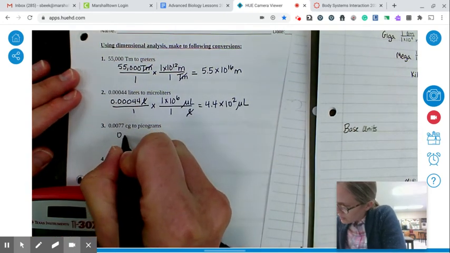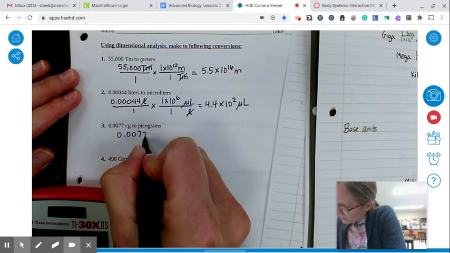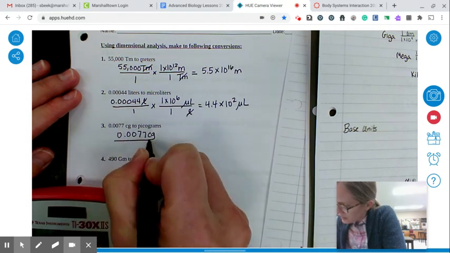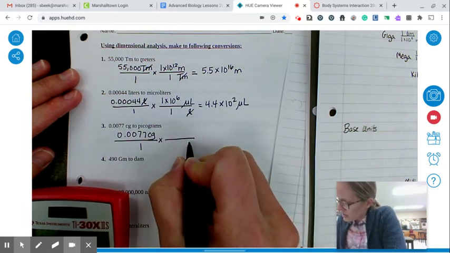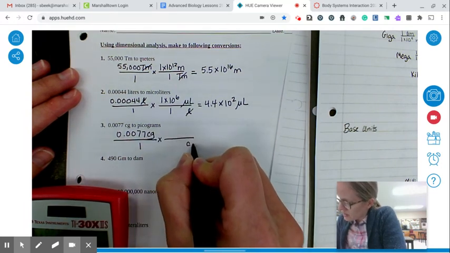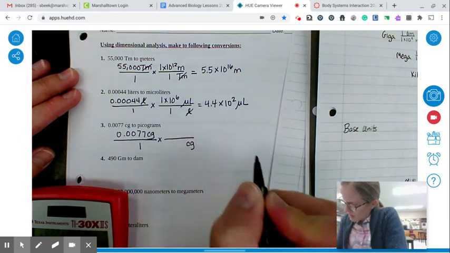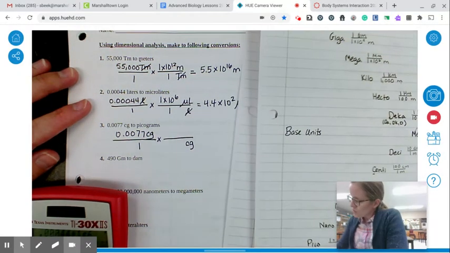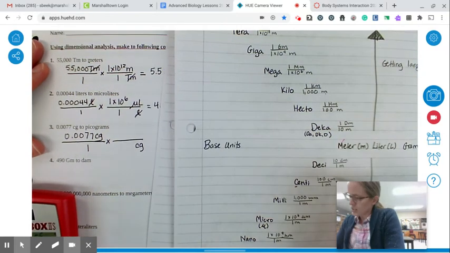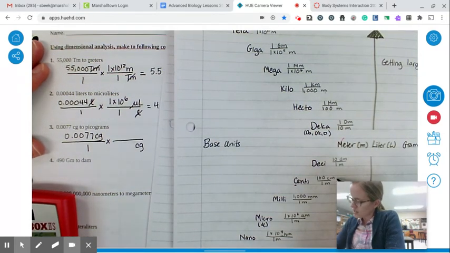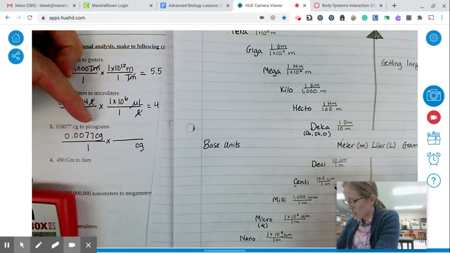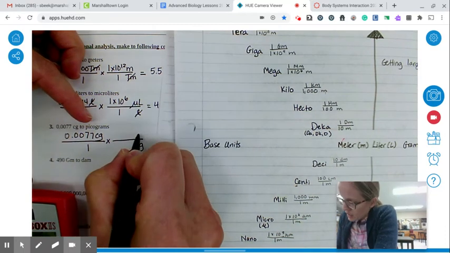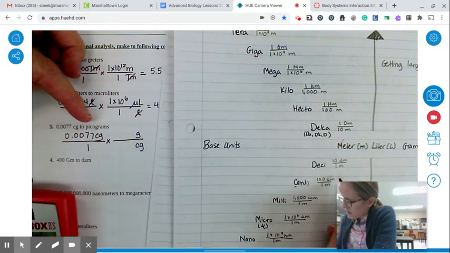The next one, I'll take my same thing, my given, and I'll put it over 1 with the units. And then I have to take the units and put it down here. And now this one, when I go to look centi up on my chart, I can see that centi will take me to the base unit. So centigrams will take me to grams. It won't take me to picograms. So I'm going to have an extra step in here. This has to get me to grams.